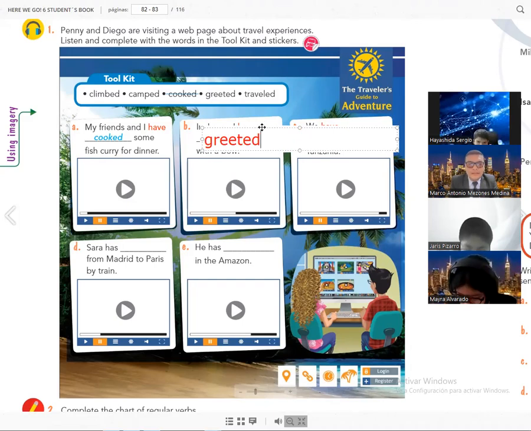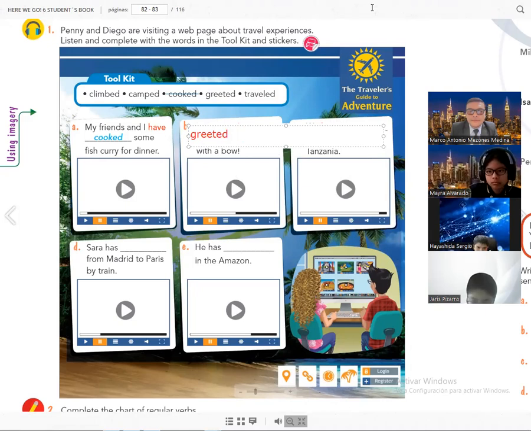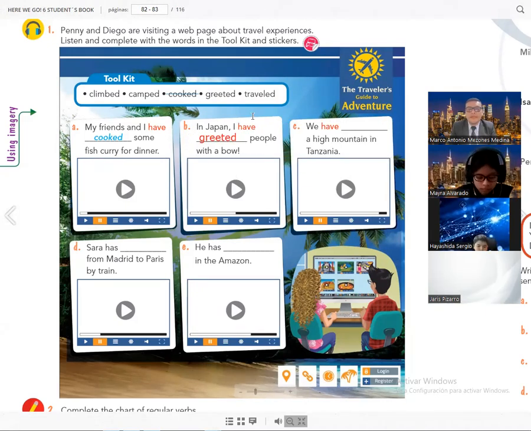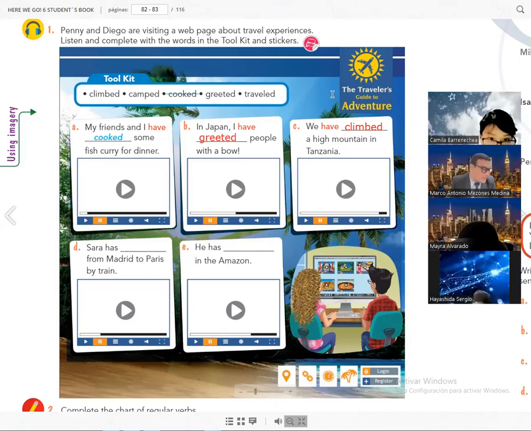Yeah, greeted. Read it again, Sergio. In Japan, I have greeted people with a bow. Yeah, this is a bow. That's it. The image of the people in the bow position. Okay, good. Letter C. Any volunteer for letter C? Mayra, please. We have climbed a high mountain in Tanzania. Okay. We have climbed a high mountain in Tanzania. The image of the mountain, yeah, of course.